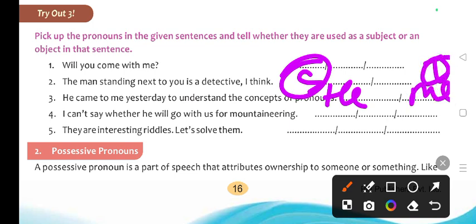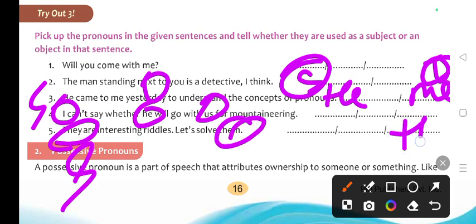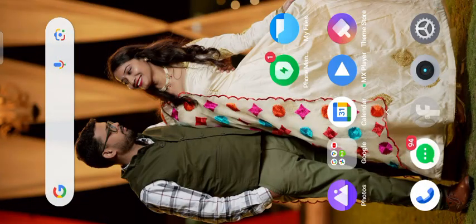Next is, I can't say whether he will go with us for mountaineering. So I is a subjective pronoun and he is also a subjective pronoun. You can write here S. And then one more thing is there, us. Us is again an objective pronoun. They are interesting riddles. So they is a subjective pronoun, and let us solve them. Them is an objective pronoun, so you can write in the given place.